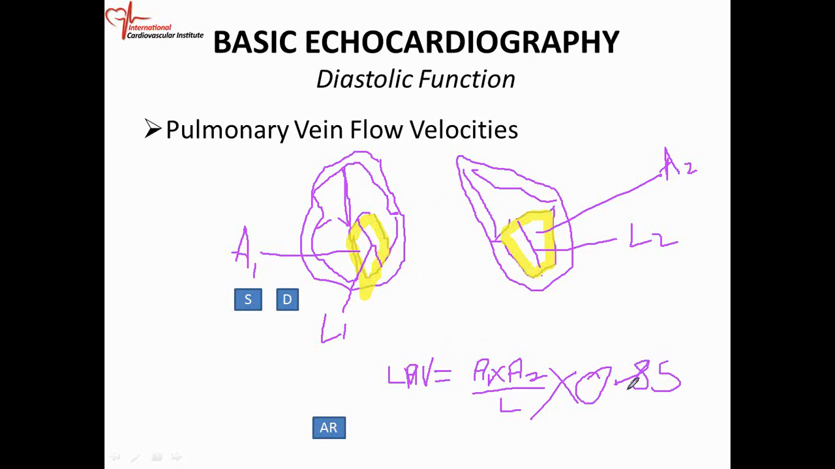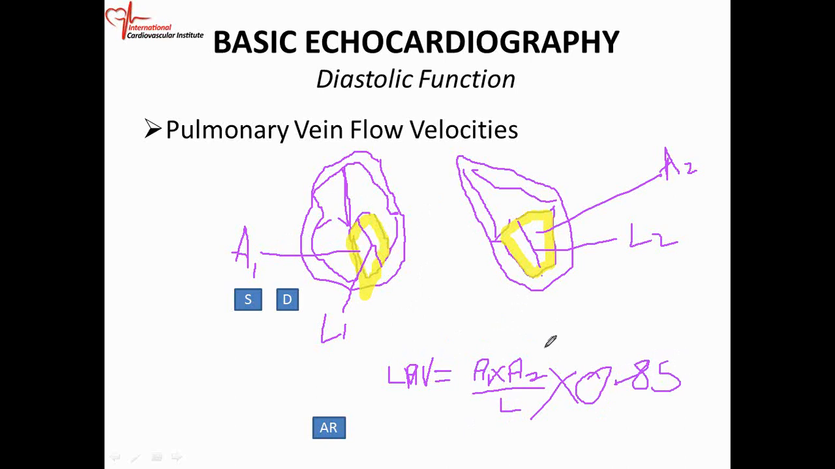Again, it's left atrial volume index. So when you index anything, you get that value and you divide it by the body surface area. So whatever volume you get here, you divide it by the body surface area, and that's what you're going to use. Left atrial volume index. And the cutoff value is 34. If your left atrial volume index is greater than 34, it suggests that the left atrium is enlarged, and that suggests elevated filling pressures.